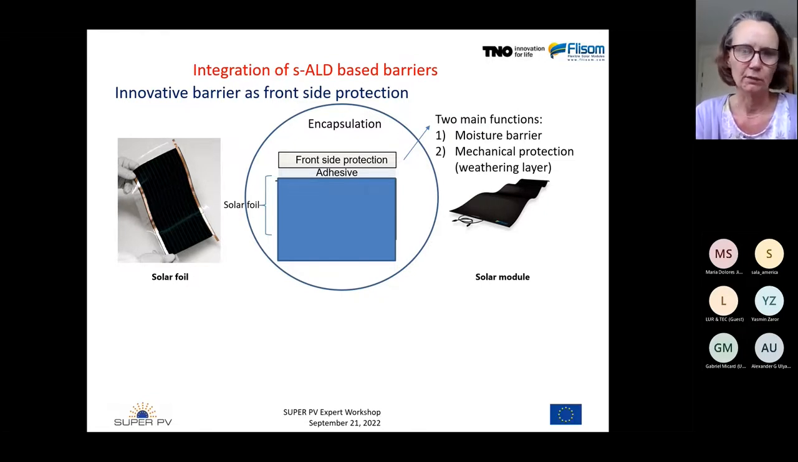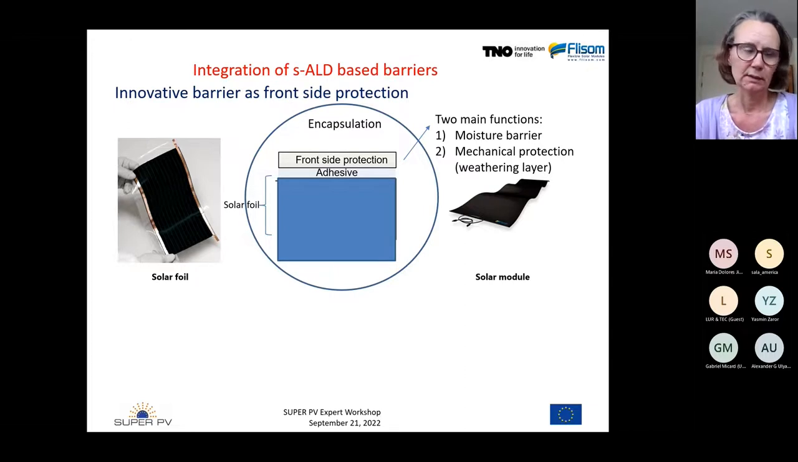And the front sheet has two main functions. It acts as a moisture barrier, keeping the moisture outside of the module, and a mechanical protecting layer, ensuring protection against hail, wind, and other weather aspects, but also it prevents soiling of the module.